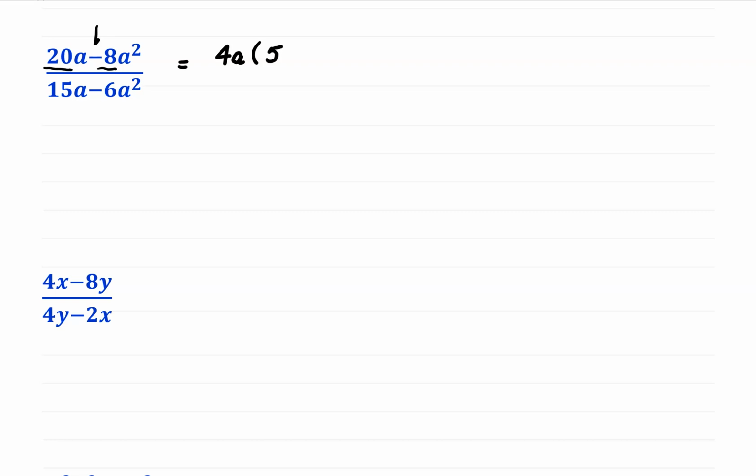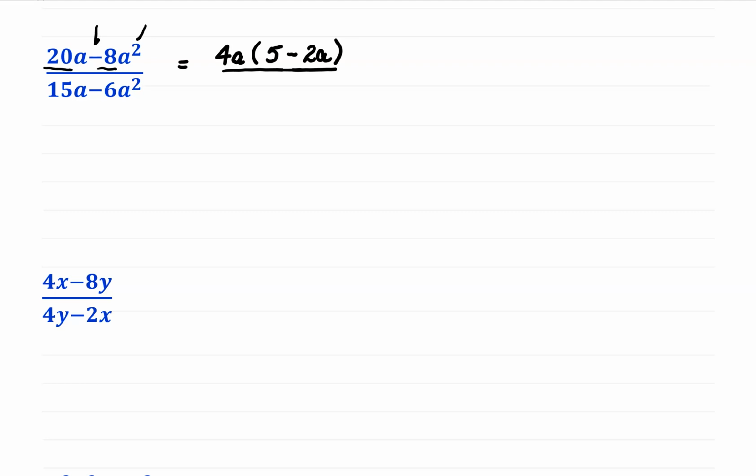This time we've got a minus, and I'm asking myself, 4 times what gives me 8? So that's going to be 4 2s are 8. I can't leave it like that, because at this point 4a times 2 gives me 8a, and I want a squared. So clearly I must put an a there, because a times a is a squared. Okay, that's the top done. Now let's do the denominator.